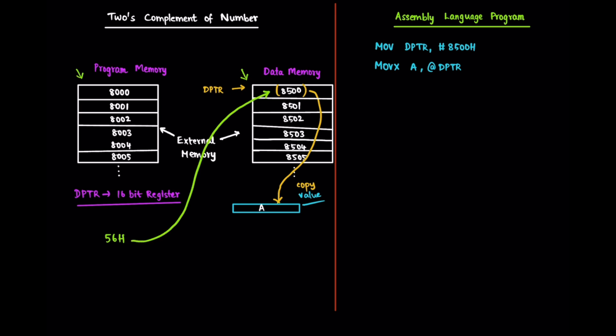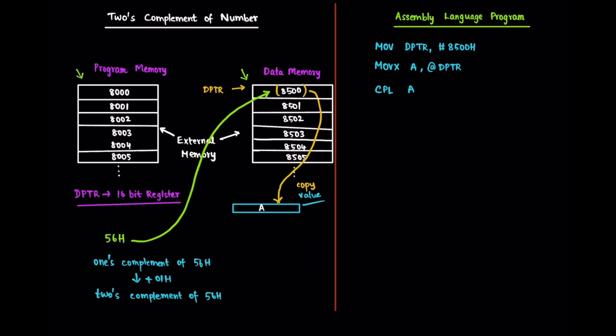Now we want to find the complement of this hexadecimal number. First, we will find the ones complement of that number, and then if we add 1 to the ones complement, we are going to get the 2's complement of that number. Now to find the ones complement, there is an instruction CPL which complements the number.